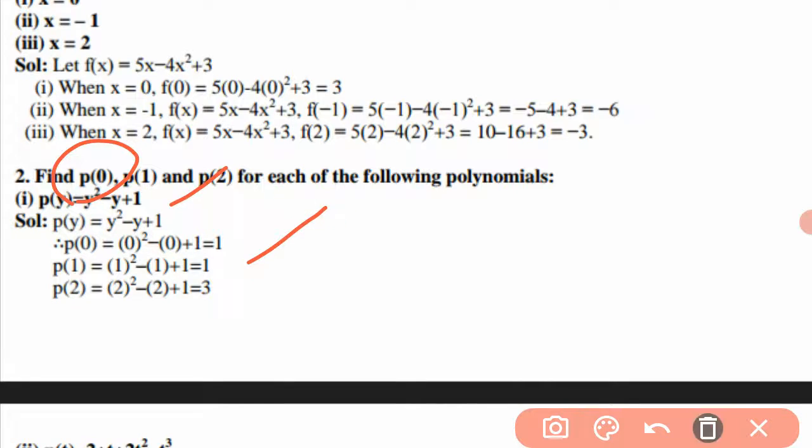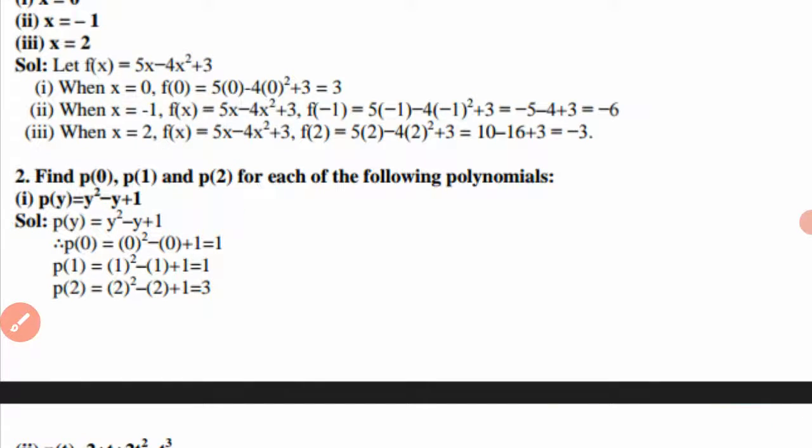In the second case we have to put the value of y equals 1. By putting y equals 1, p(1) equals 1 square minus 1 plus 1, which equals 1. In the next case we have to put the value of y as 2. So p(2) equals 2 square minus 2 plus 1, which equals 3. So in this case we can find the values of p(0), p(1) and p(2).